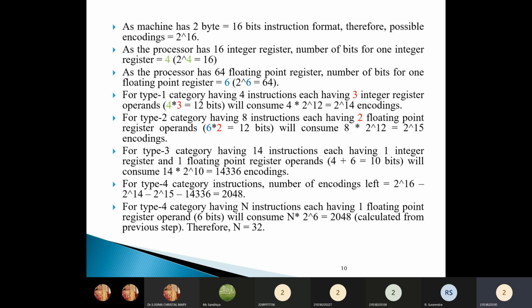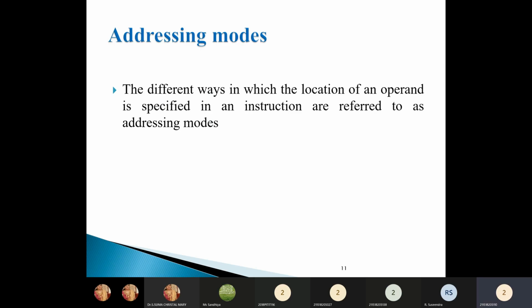So, addressing modes. The operand can be either in one of the processor registers or in memory. There are different ways to get the operands. The way in which the operand is taken from register or memory is named the addressing mode. The term addressing modes refers to the way in which the operand of an instruction is specified, and it specifies a rule for interpreting or modifying the address fields of the instruction before the operand is actually executed. So next, let's move on to the next slide.